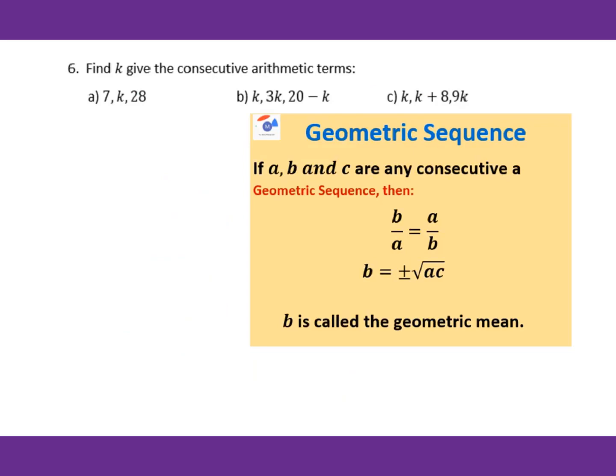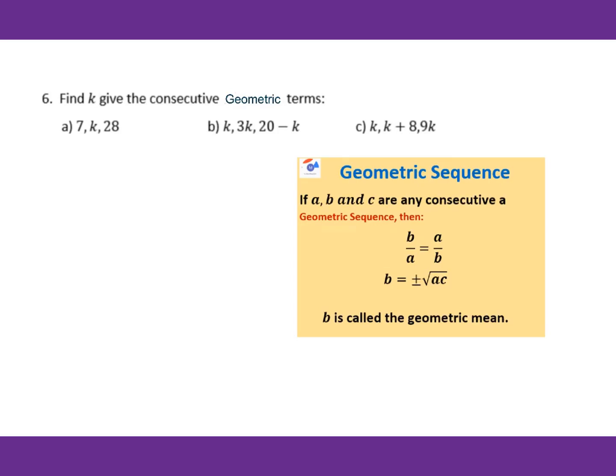For number 6, find k. We are given consecutive geometric terms. Here is the formula: if a, b, and c are consecutive terms of a geometric sequence, then b equals plus or minus the square root of a times c. B is called the geometric mean. Normally, we set up b squared equals a times c.